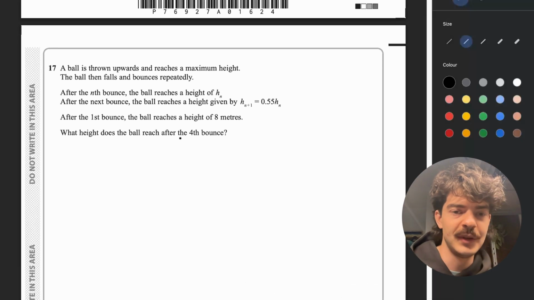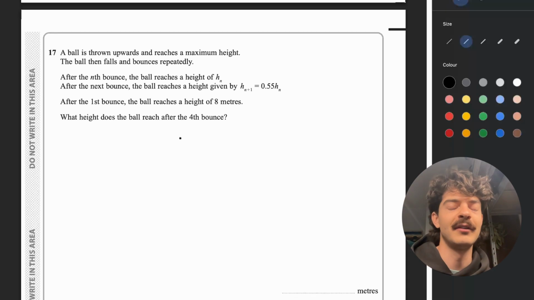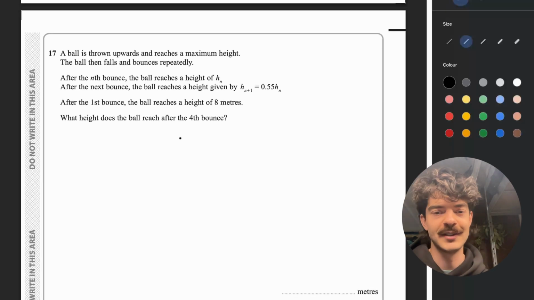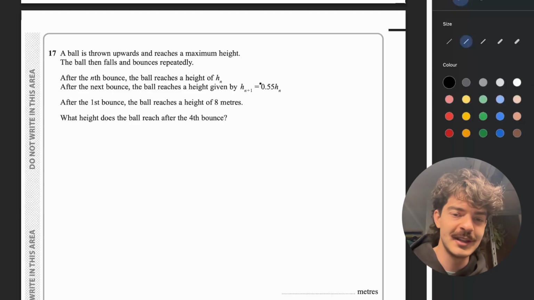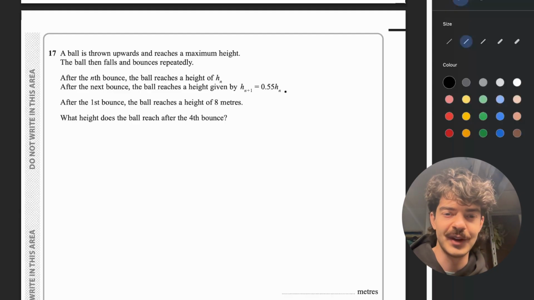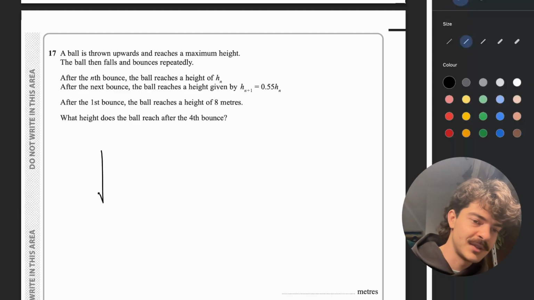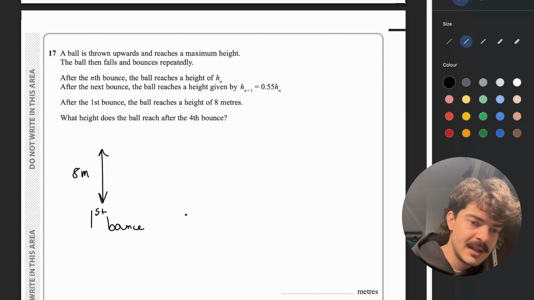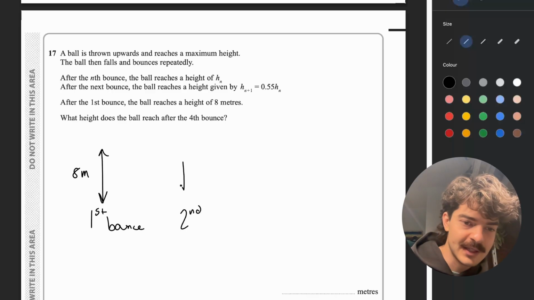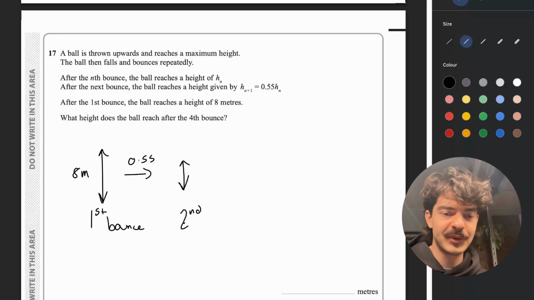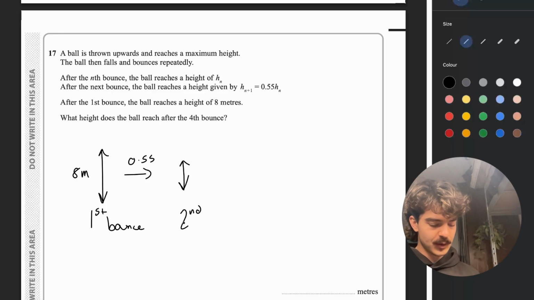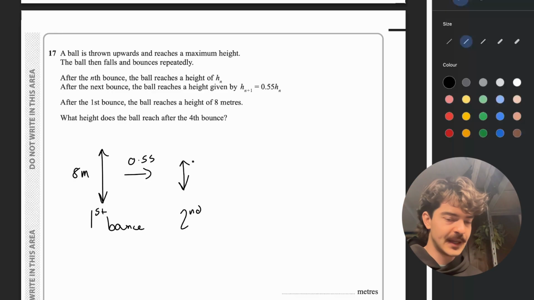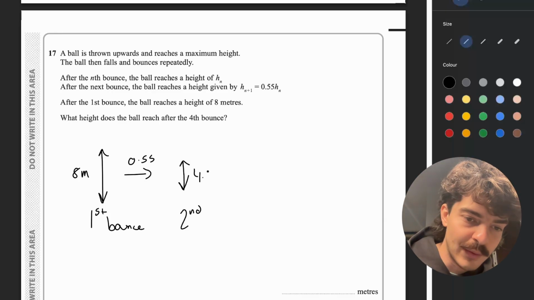Honestly, I wouldn't overcomplicate this. Don't try and do any clever maths. Let's just analyze the situation. Each subsequent bounce is 0.55 of the previous bounce. So let's draw a little bit of a diagram. You've got 8 meters on the first bounce. And then the second bounce is going to be slightly less. It's going to be 0.55 of what we had previously. So we can just do 0.55 times 8, and that's going to give us 4.4 meters.